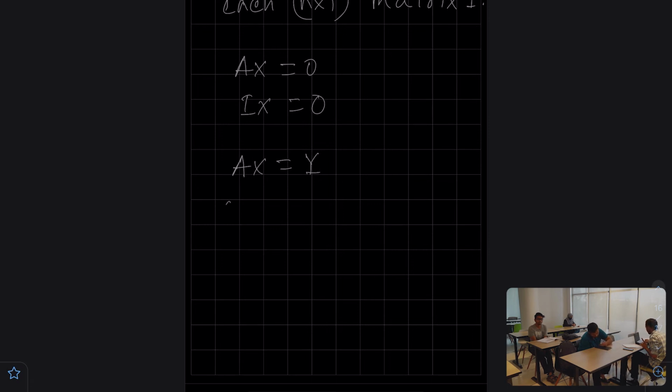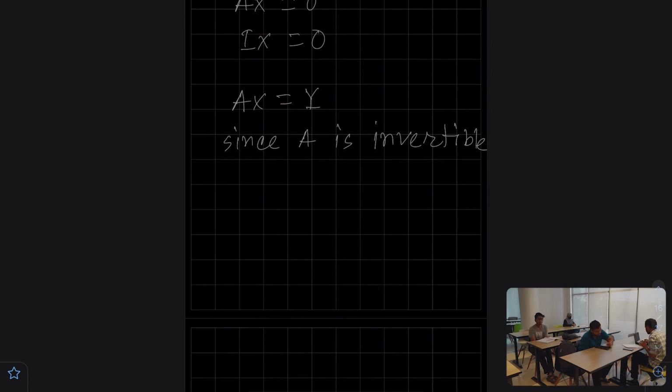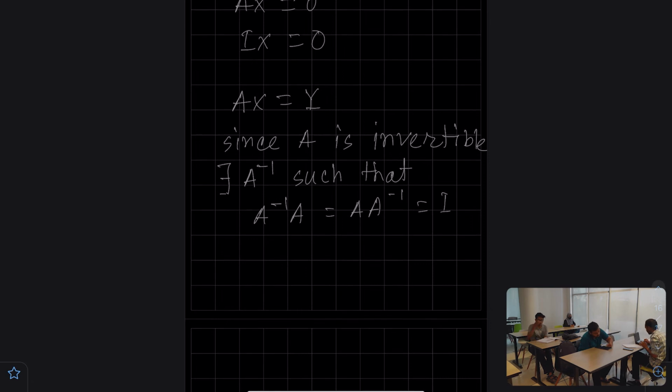Since A is invertible, from this what we can conclude is there exists an A inverse such that A inverse A equals A inverse equals identity, right? So everyone familiar with this notation? There exists. Yeah, there exists.